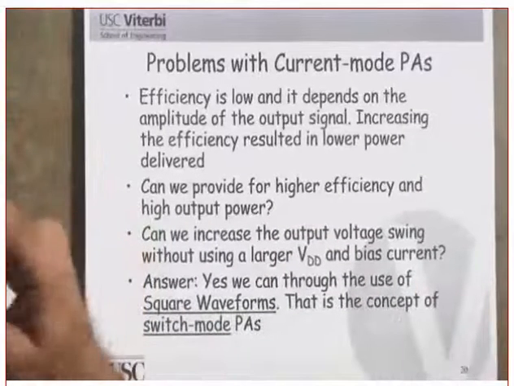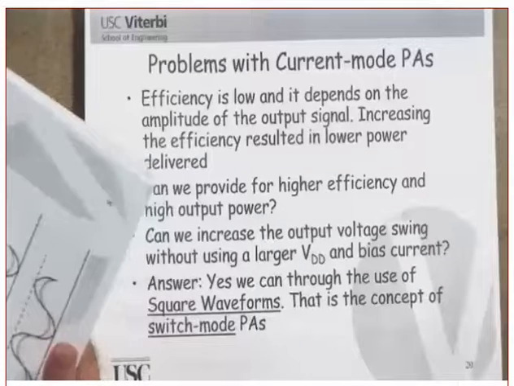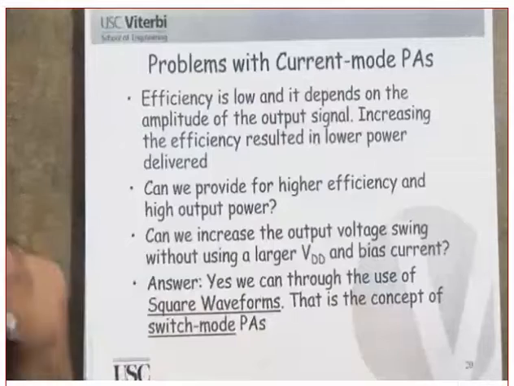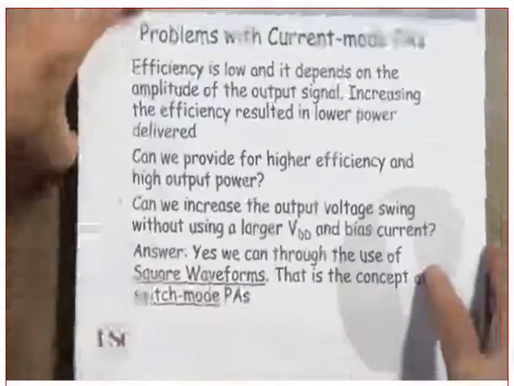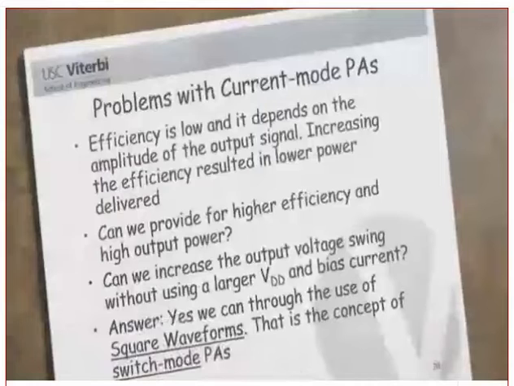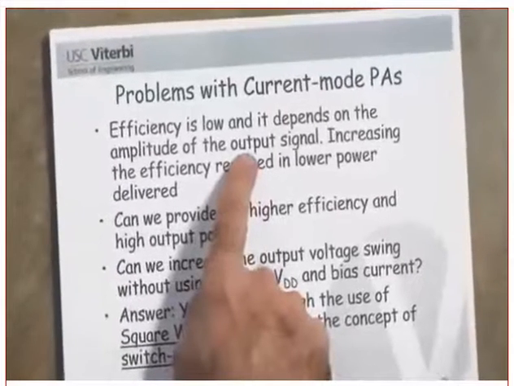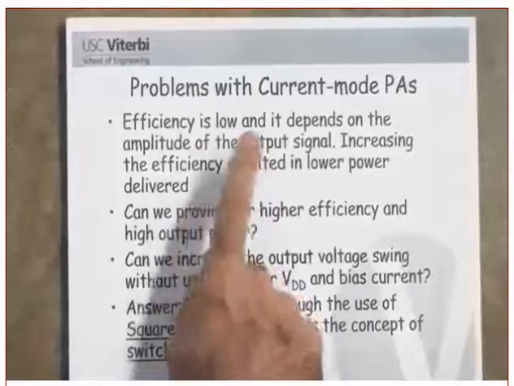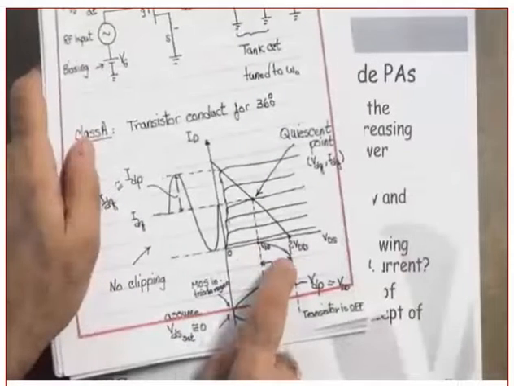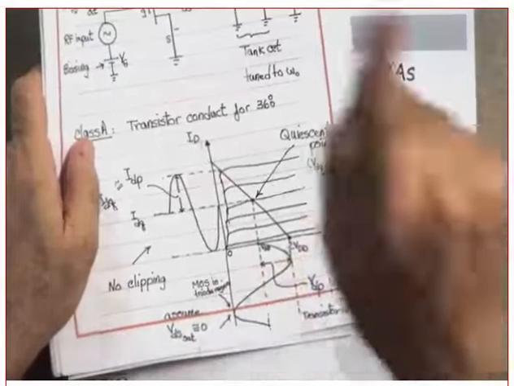Now, listen to me. Let's see if you can help me justify the use of the switching amplifiers. First of all, what are the problems for the power amplifier? Efficiency is low, and it depends on the amplitude of the output signal. What does that mean when I say the amplitude of the output signal? Remember I told you that this one cannot reach more than VDD? Not the maximum, the fluctuation.